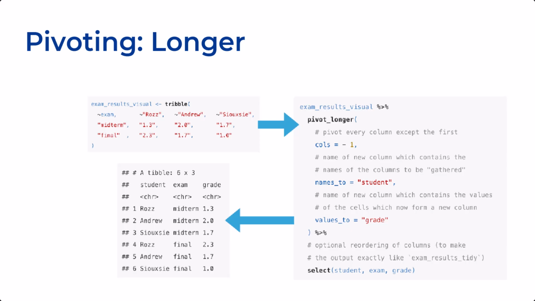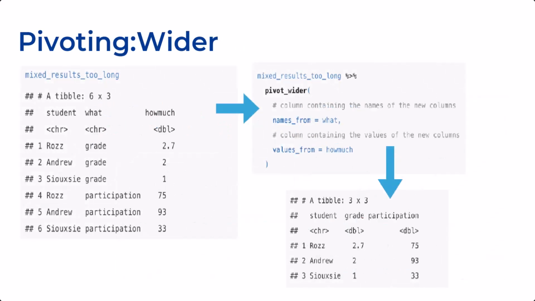Pivoting longer. Pivoting to a longer format means combining multiple columns into one. For example, instead of separate columns for midterm and final scores, we pivot to a single exam column with another column for grade. This structure makes analysis easier. Pivoting wider. Pivoting to a wider format is the opposite. Imagine a single column with exam types, midterm, final, and their grades. Pivoting wider spreads the exam types across distinct columns, allowing a clearer view of each student's scores.